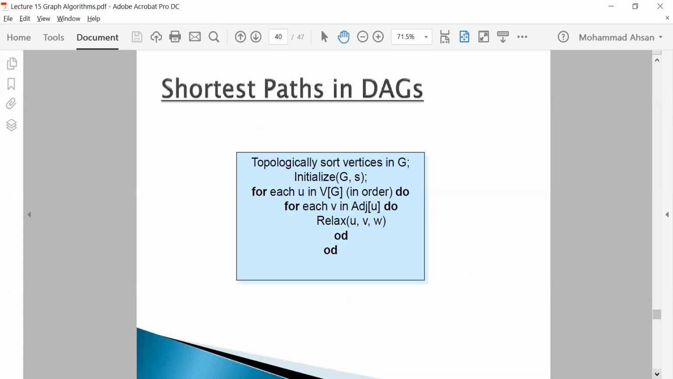So how do you find shortest path? Sort it in the order as we discussed earlier. For every vertex taken in order, you start from the leftmost vertex, do a relax. So all the incoming edges of S, you will do relax for that and then move to the next one.